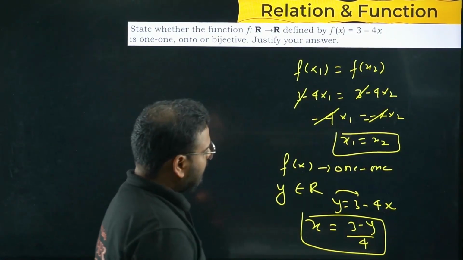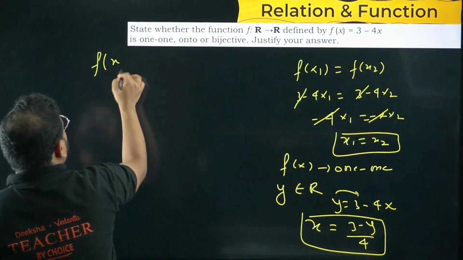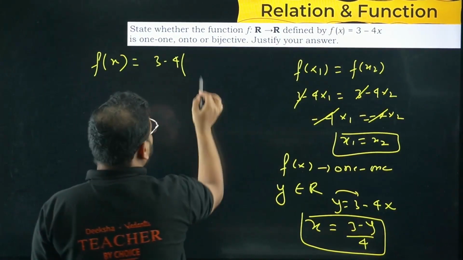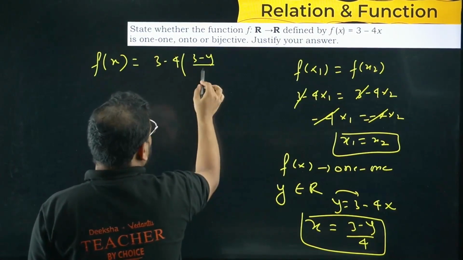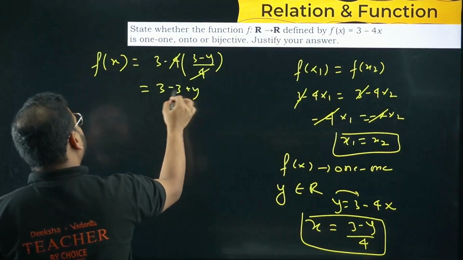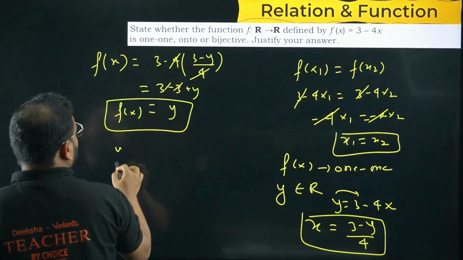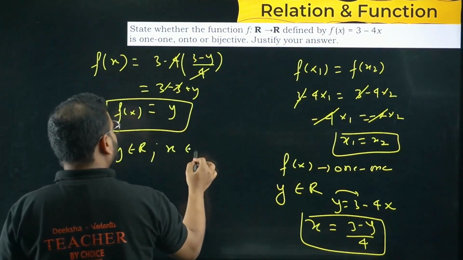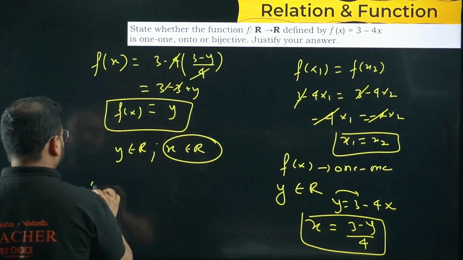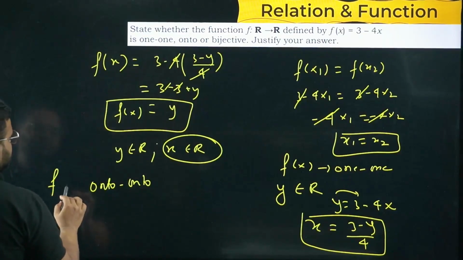Now once you get this, place this in terms of x. So you get here f of x as, please check, 3 minus 4 times this whole thing, 3 minus y upon 4. Again, 4 and 4 are cancelled, leaving 3 minus 3 plus y, correct? So I'm getting y again, all real. Basically what I'm trying to say is, for y belonging to all real numbers, I'm getting x also belonging to all real numbers, hence onto. The function f is onto as well.